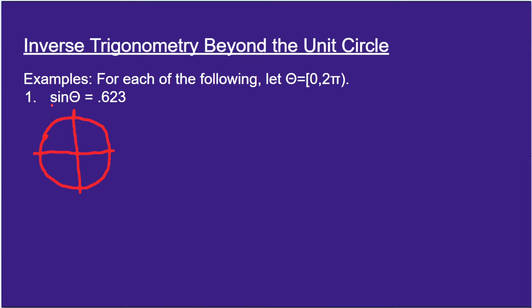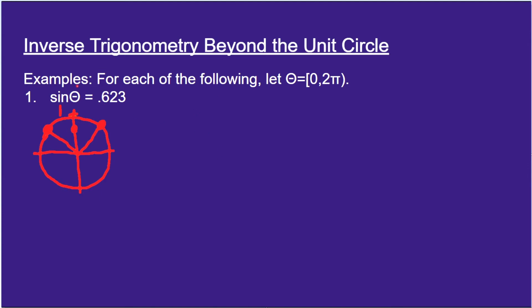So check it out. Sine is the y value on the unit circle. So what we're saying here in number 1 is that y is 0.623. Where would y be 0.623? Well, I know that the top is where y equals 1. So 0.623 would probably be somewhere around here. You see? So where on the unit circle do I have y coordinates that are that high up? I can see that I have one around here and one to the left of it, right? There's 2 values. So we need to find both of these angles.